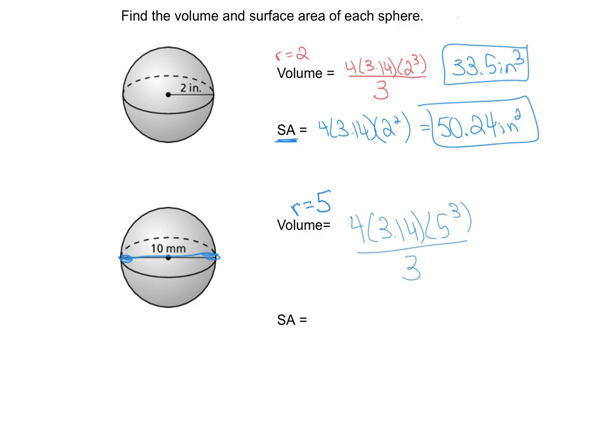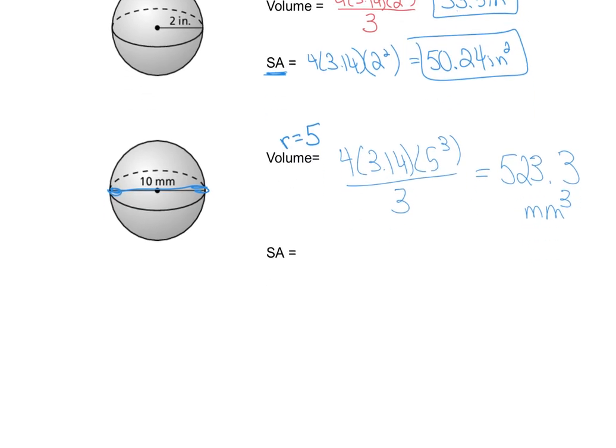And again, when we do that, make sure if you are going to enter it all in at one time, you arrow out of the exponent before you divide by 3. And we should get 523.3, and we are in volume, so it would be millimeters cubed.